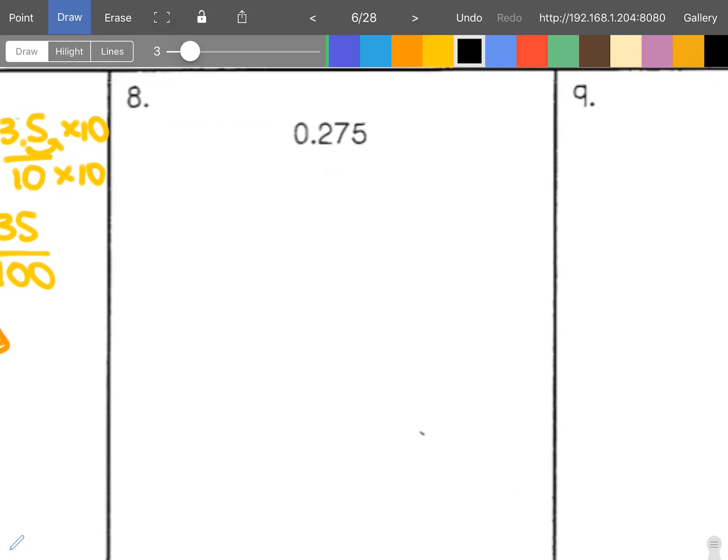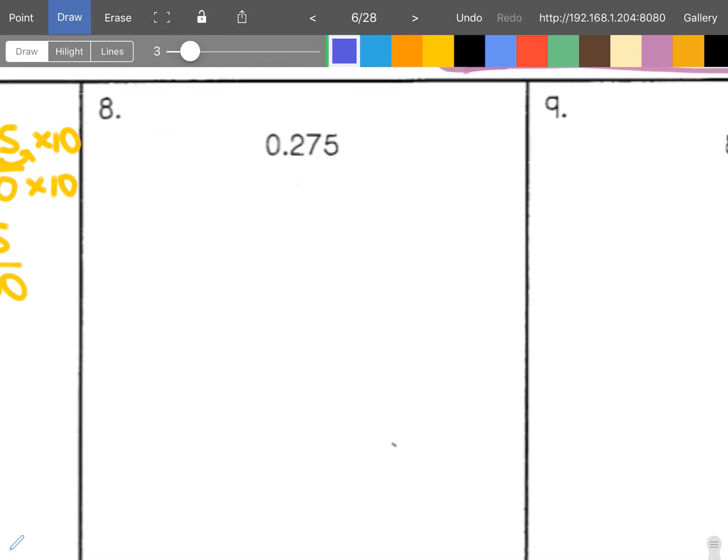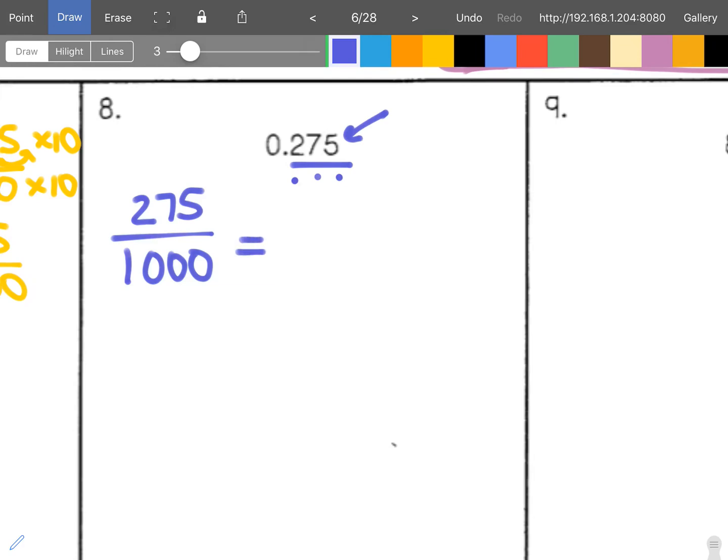Okay, let's look at number 8. So again, if we just look at this, we're going to place 275 over a 1 with how many digits? 3 digits, so 3 zeros. So it's 275 over 1,000, because you're really looking at this last number and it's in the thousandths place. So 275 1,000ths. Now we do need to try to simplify it, so we've got to see what we can divide them both by.